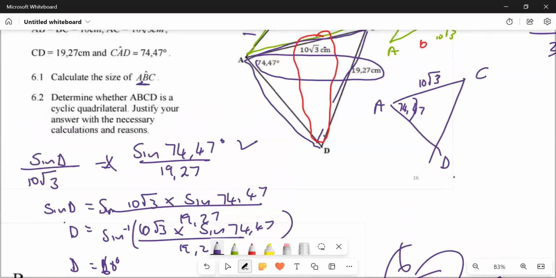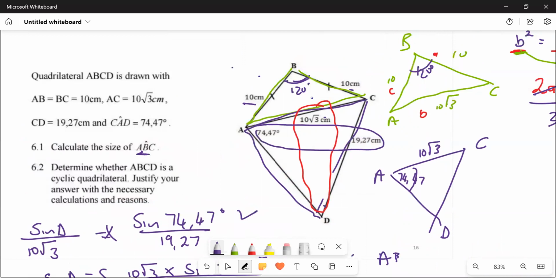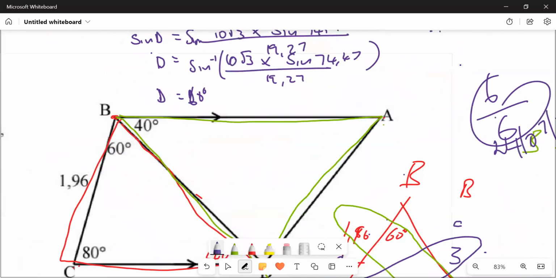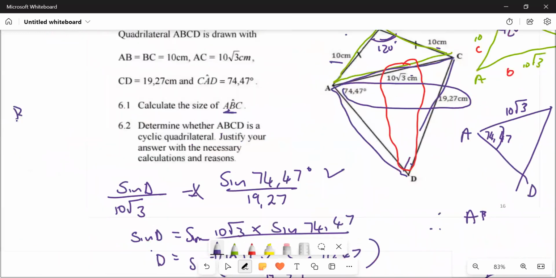Now, what does this mean then? We are going to tell them, okay, therefore, A, B, okay, let's start by doing this then. We'll tell them which, when we add B and D, okay, if you add B and D, what do you get? You get 108, okay? So you'll say which B plus D is going to be equivalent to 108. Therefore, A, B, C, D, it is a cyclic quad.